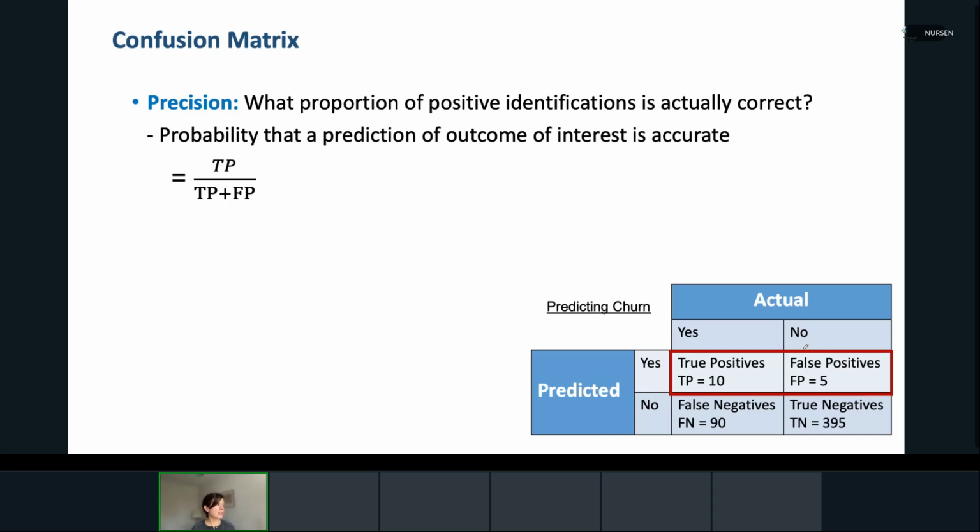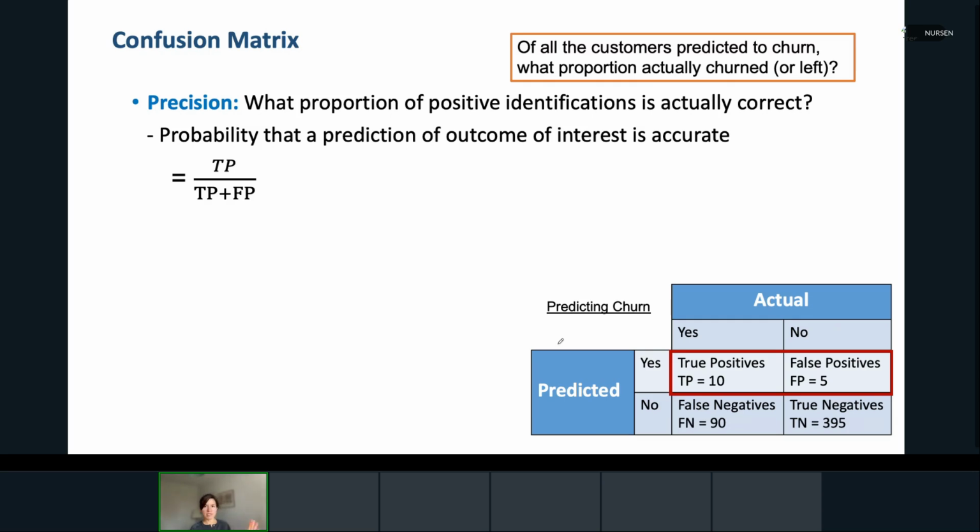One of them is precision, and it actually tells us what is the proportion of positive identifications that is actually correct. I added some small notes here. I will share the complete slides after the lecture to give you more explanation. If we consider it over the churn case, precision actually answers this question: of all the customers we predict to churn, so out of all yes predictions, here in total we have 15 yes predictions, what proportion actually left? So how often were we correct in our churn prediction?